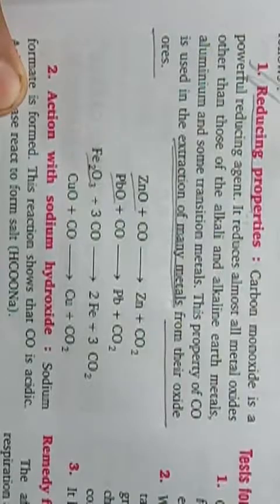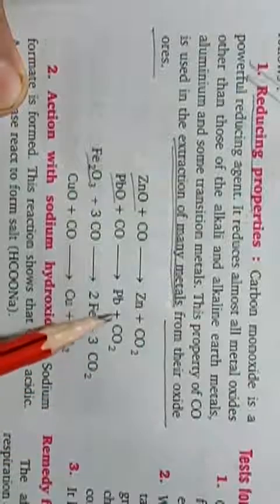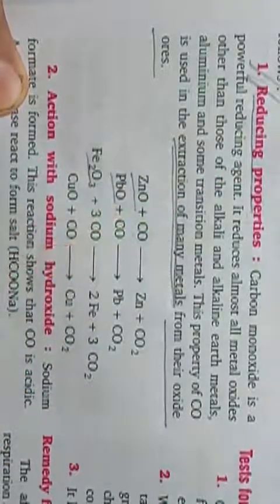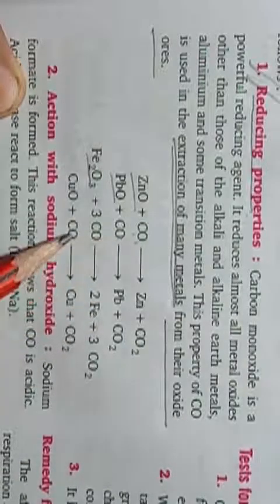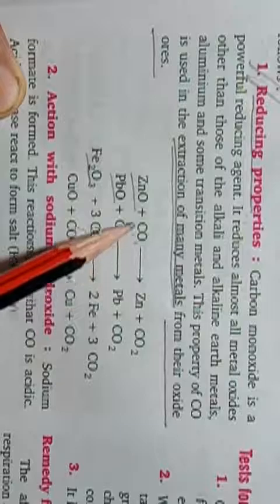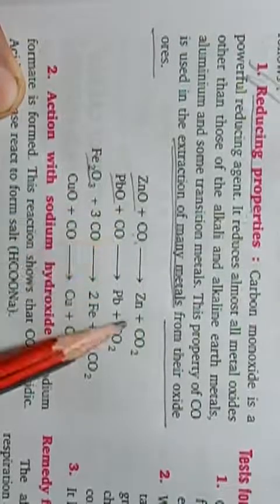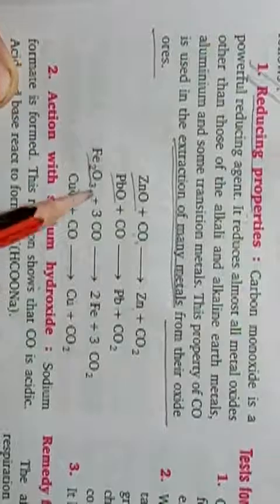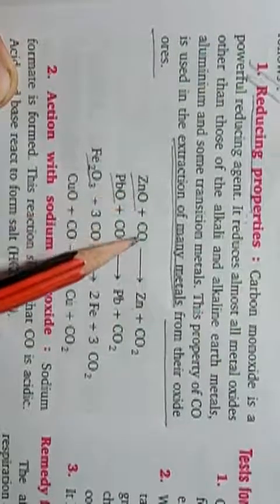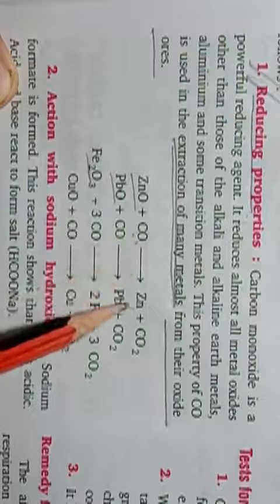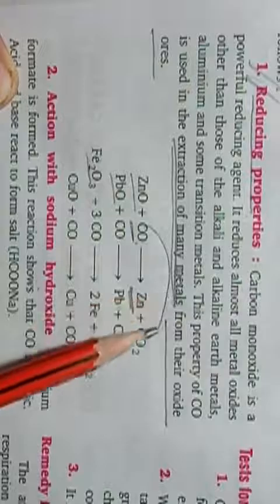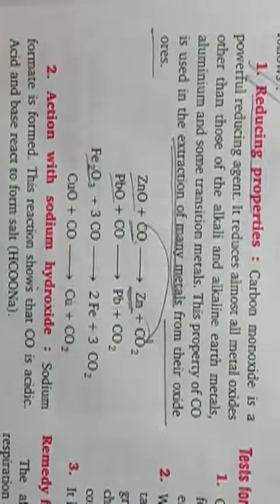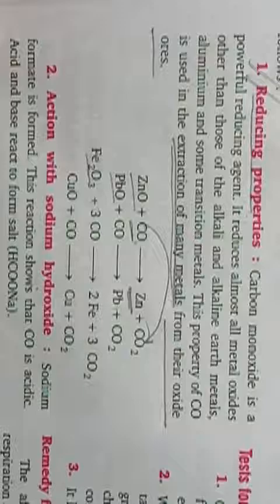This is a very common, very important and also very useful property, the reducing nature of carbon monoxide. Due to its reducing nature, we use carbon monoxide for the reduction of different metallic oxides to obtain metals. As you can see here, zinc oxide with carbon monoxide is reduced to zinc, and carbon monoxide itself is oxidized to CO2, carbon dioxide.